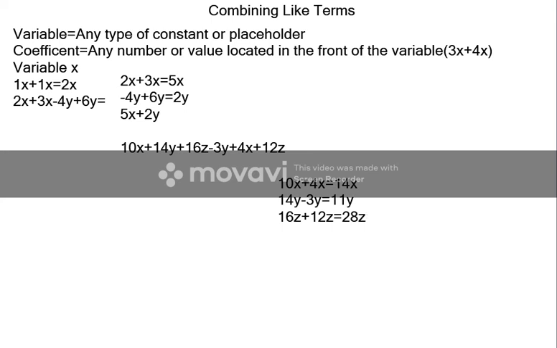And so now let's make our final equation, or answer. And this would equal 14x plus 11y plus 28z. And that is our final answer.